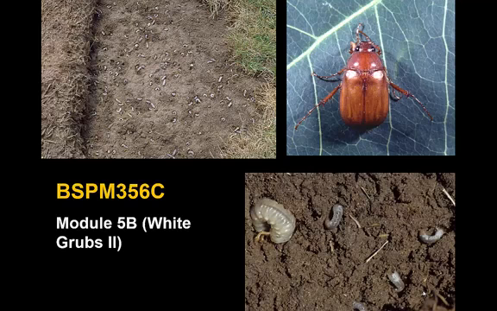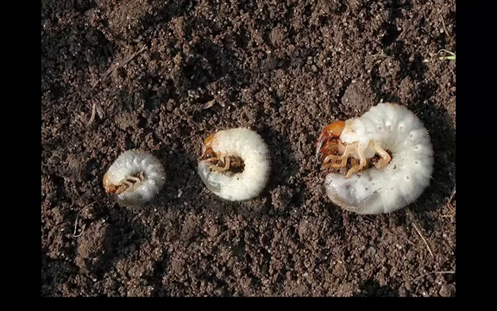White grubs are the most important of the turfgrass insects, and there are several white grubs that are important in this part of the region. The larval stage is the damaging stage, the white grub stage, and these are three different species of white grubs. Again, the general appearance is quite similar for all of them.